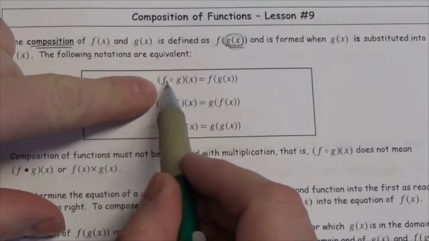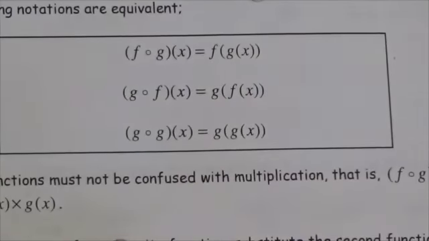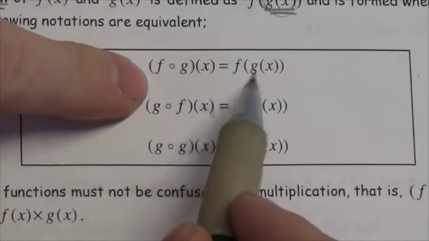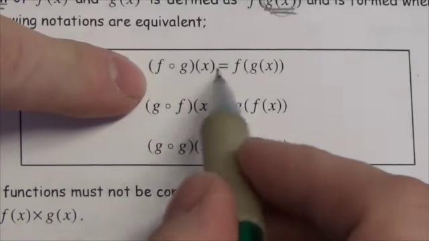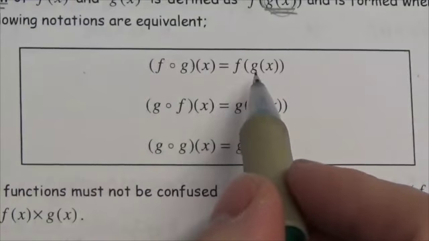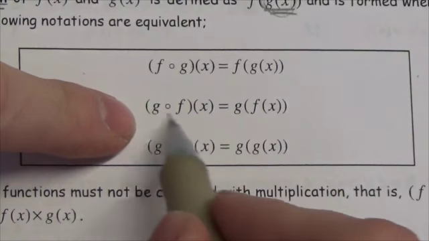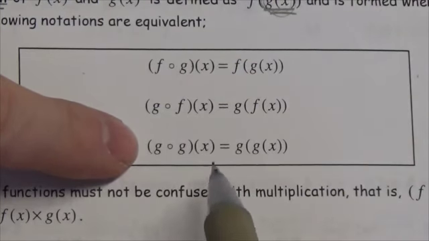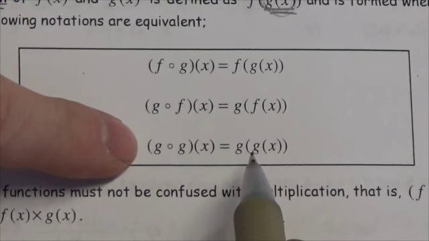Now here's some other notation. I'll zoom in on this because it's important you see this. f open circle g means f of g. It's a composition. We're composing f with g. We could do it the other way around, compose g with f. And actually, we can compose a function with itself. We can put a function inside itself.